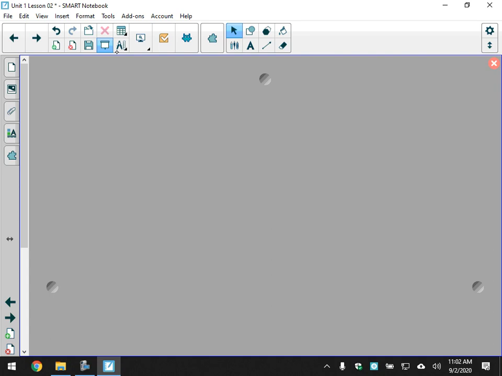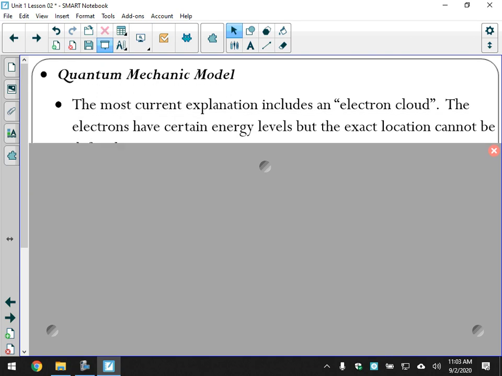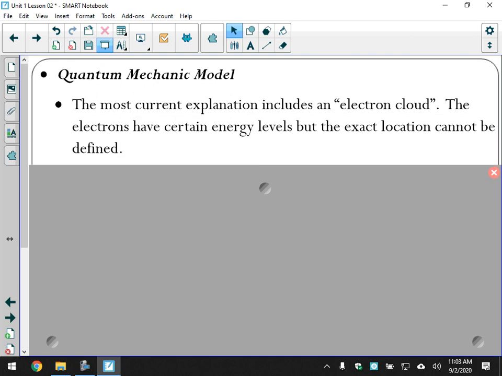If you picture a cloud outside, and in the middle of that cloud is the protons and neutrons, the rest of the cloud is just the electrons. They're all over the place. They usually spin in orbital kind of things. They're just buzzing around. They're going super fast. So that's kind of more what we believe today. So that is the quantum mechanic model. I will let you copy this, okay? The most current explanation includes electron cloud. Electrons have certain energy levels, but the exact location cannot be defined.